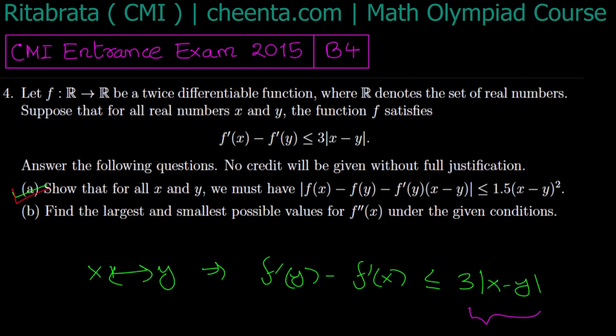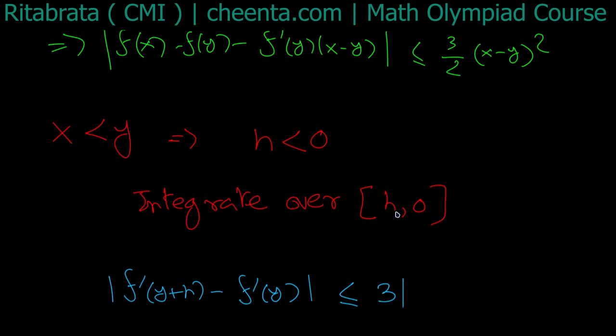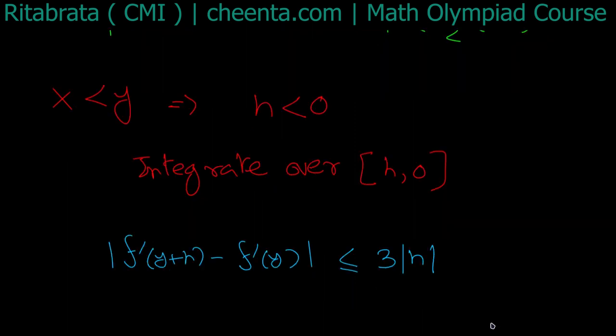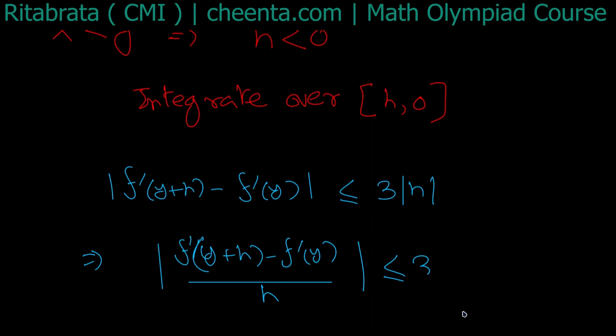Now we need to do part B. We need to observe we have mod of f dash of y plus h minus f dash y. This is less than or equal to 3 times mod h. This is for all h. So that gives me mod of f dash of y plus h minus f dash y, divided by h. This is less than or equal to 3, for all h not equal to 0, I take non-zero.